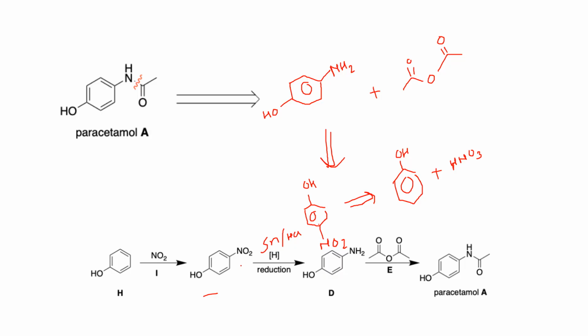This TAHip will reduce NO2 selectively. TAHip specifically reduces the NO2 group, so this TAHip will reduce the NO2 group to NH2. After that, through acetylation, we will get paracetamol.